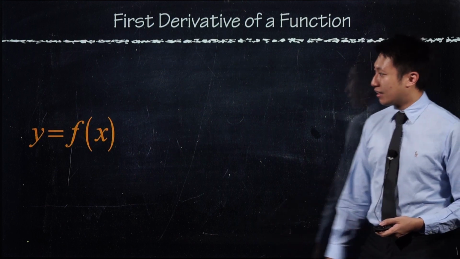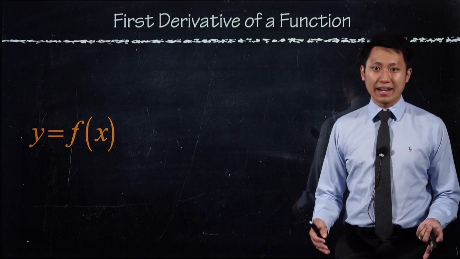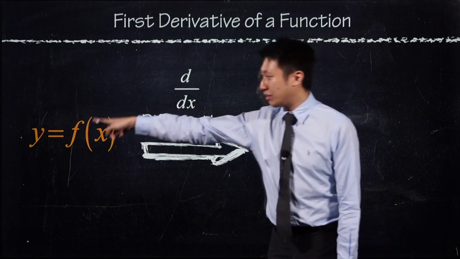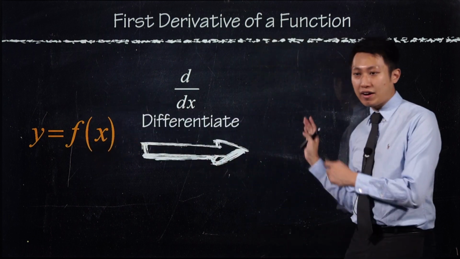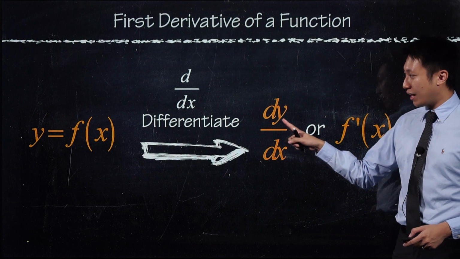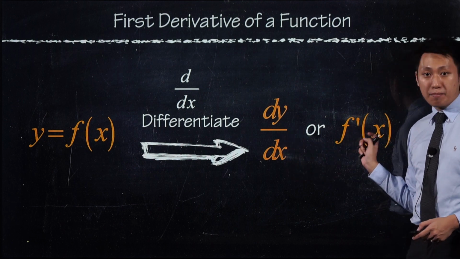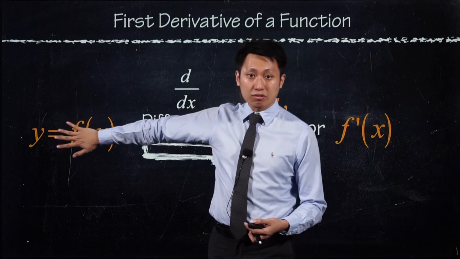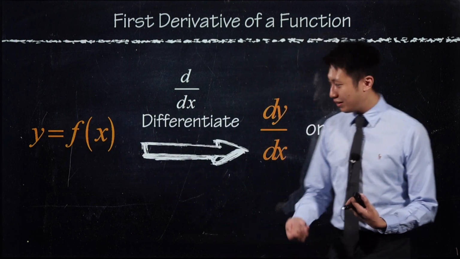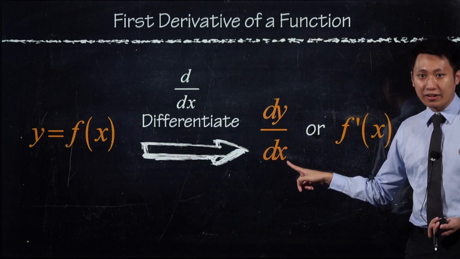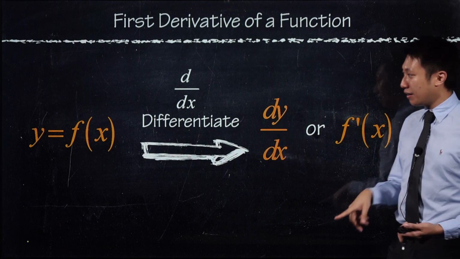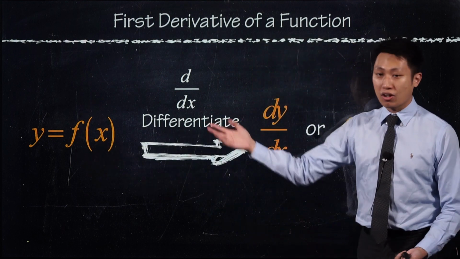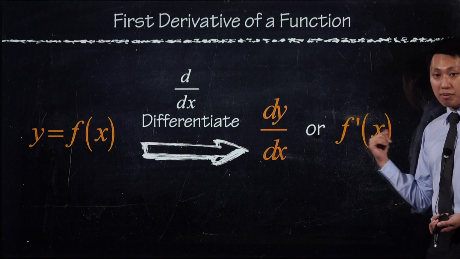So this is your function y, or you can write it as f(x). If you differentiate it, which is an action, you should get another function. That thing is called either dy/dx or f'(x). Are you okay with this? Meaning that, let's say your function is given in terms of y, then the derivative is dy/dx. And if your function is given in terms of f(x), then the derivative of it is f'(x).